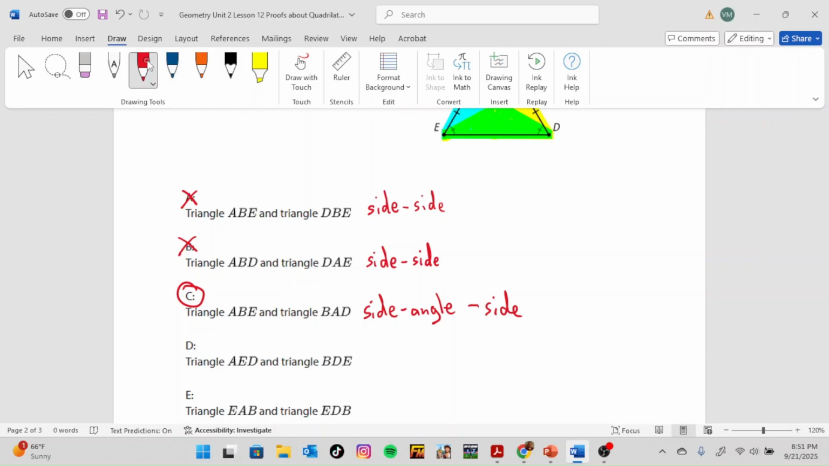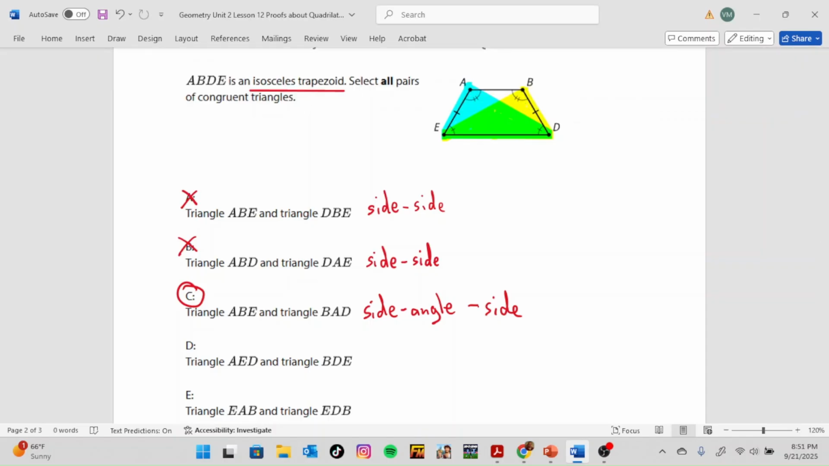So in this situation, we have side AE congruent to side BD. So there is one side. We can see that they both share side ED. So this is another side.